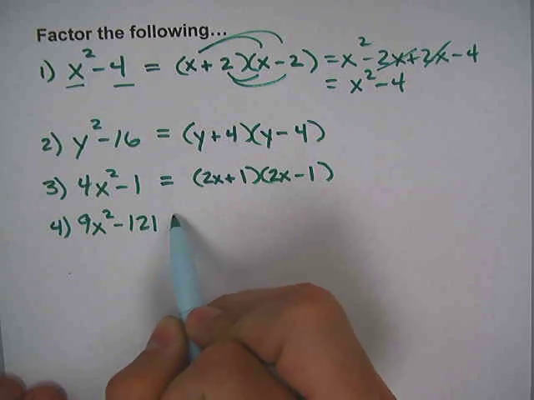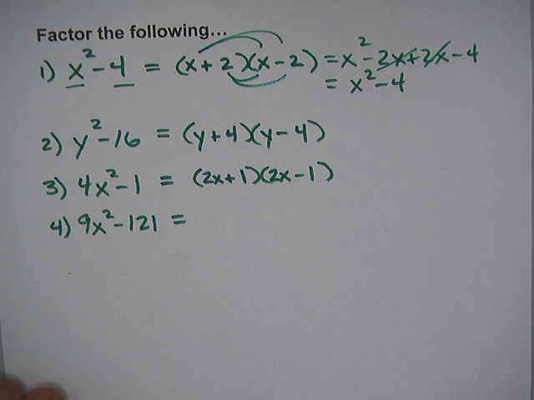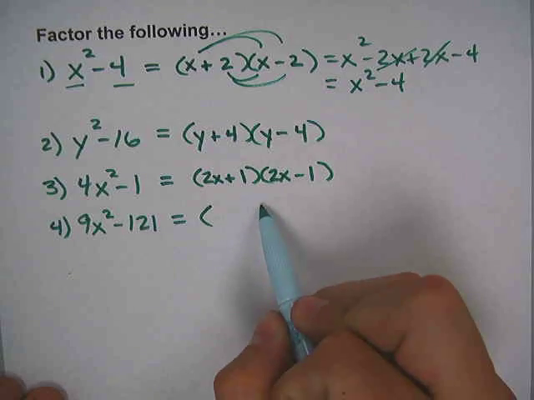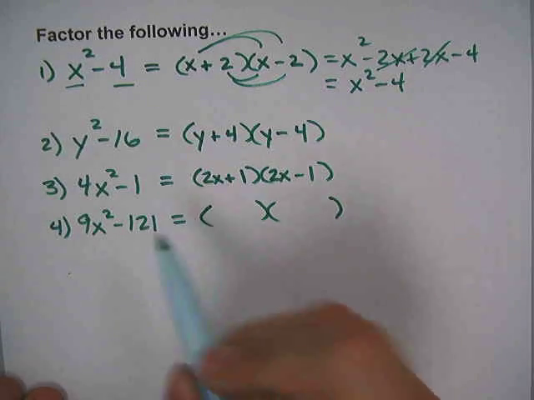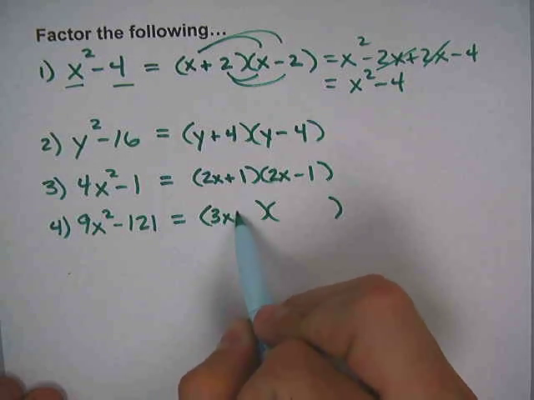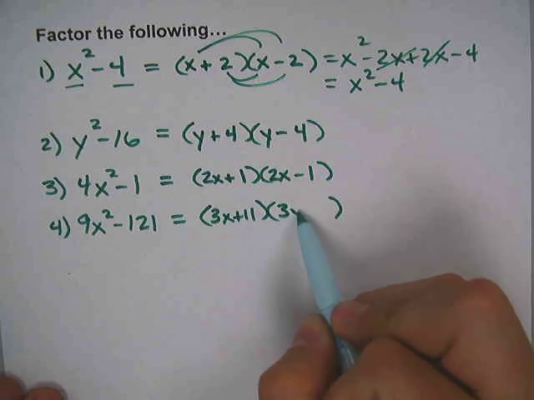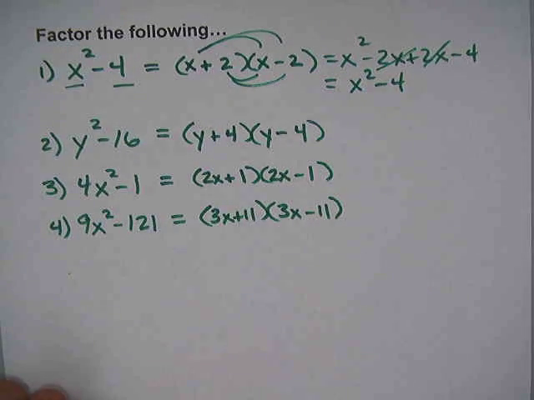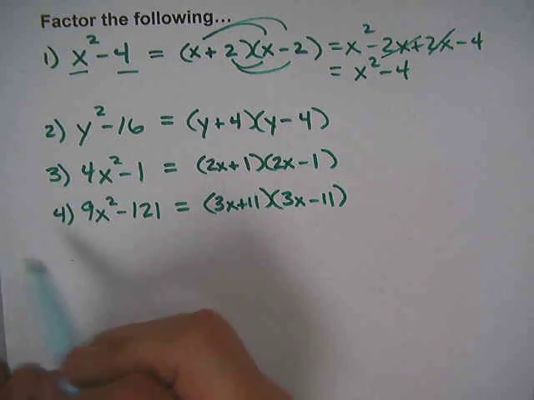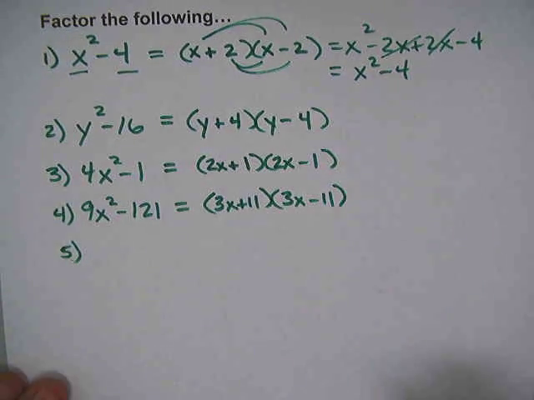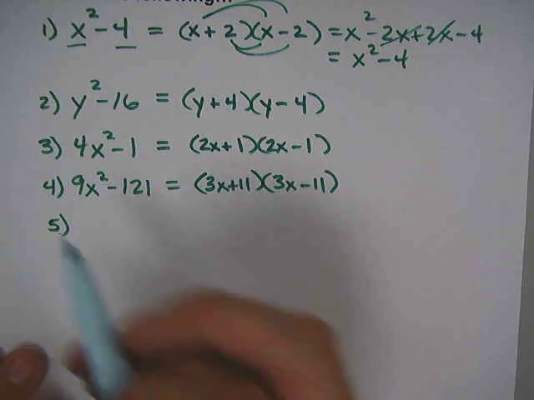What about this one? What about 9x squared minus 121? Okay, again, hit pause, give it a shot, and then come back and see if you got it right. Hopefully you got this: 3x plus 11, 3x minus 11. Alright, hopefully you're starting to get the gist of this.